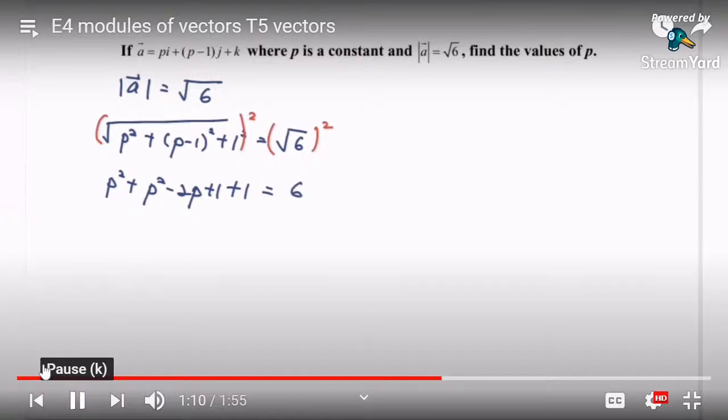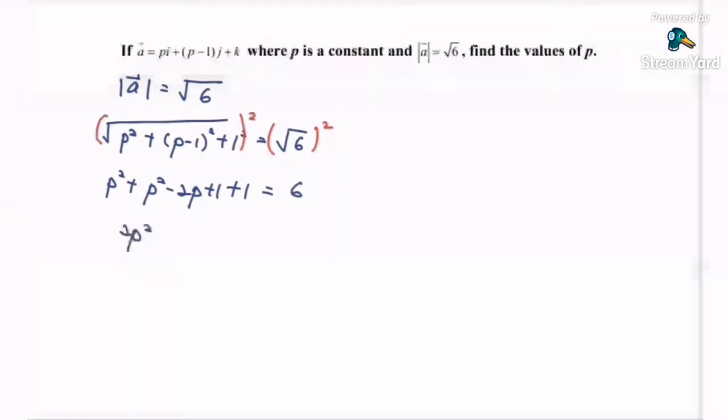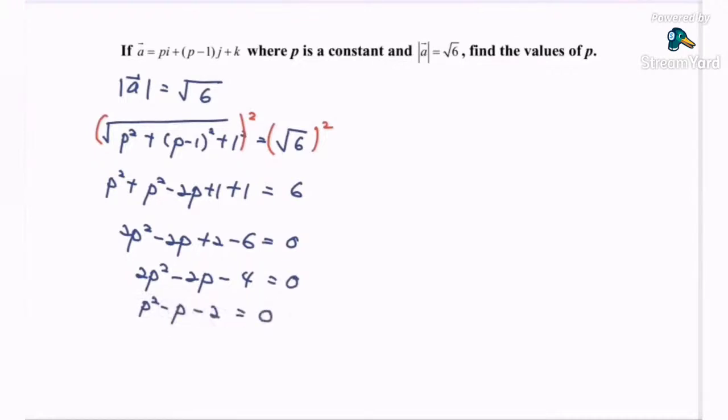Rearrange the situation and simplify. 2P squared minus 2P plus 2 minus 6 equals 0. Simplify. 2P squared minus 2P minus 4 equals 0. Divide all the terms by 2. So we will have P squared minus P minus 2 equals 0. Next, factorize. P minus 2 multiplied by P plus 1 equals 0. So the value of P would be 2 or P equals negative 1.